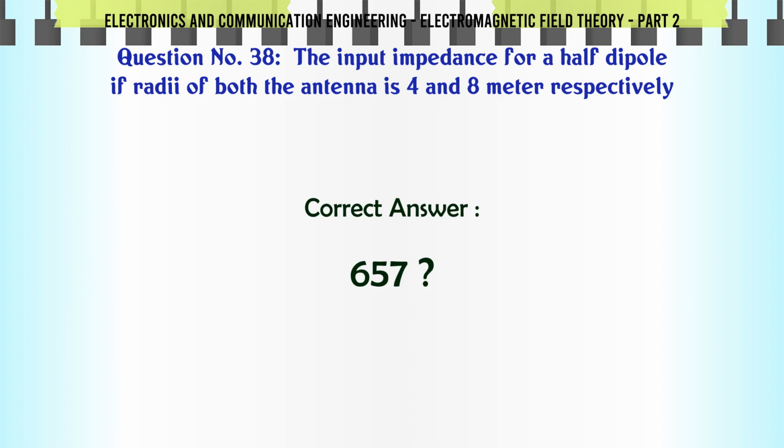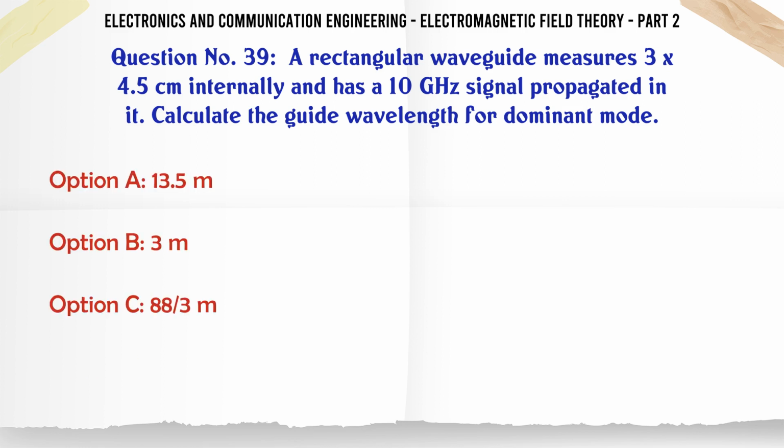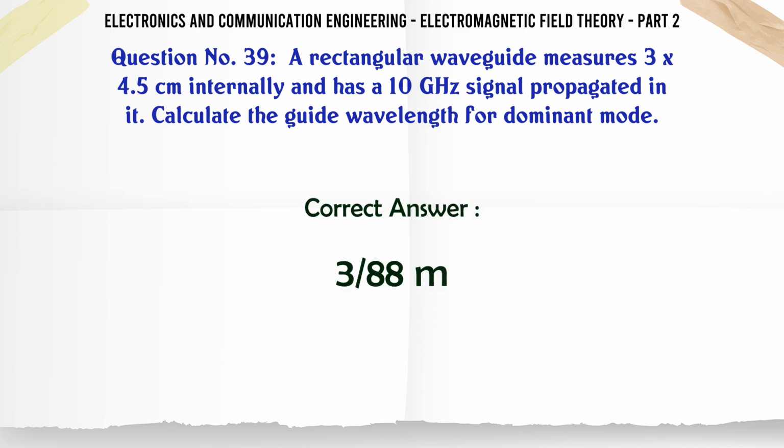657. A rectangular waveguide measures 3 by 4.5 centimeters internally and has a 10 GHz signal propagated in it. Calculate the guide wavelength for the dominant mode. A 13.5 m, B 3 m, C 88.3 m, D 388 m. The correct answer is 388 m.